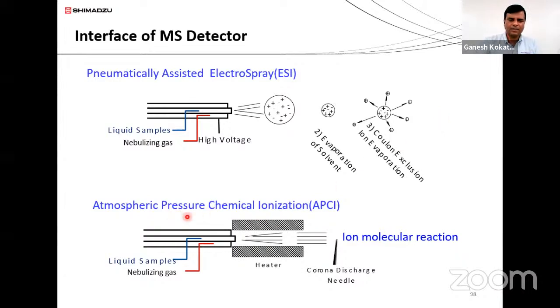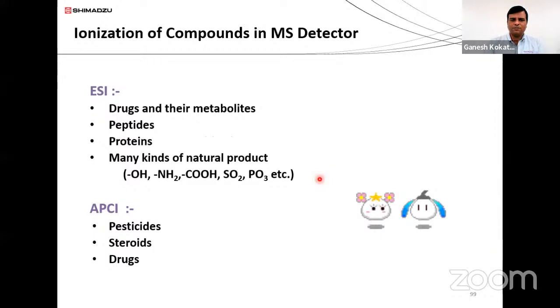And in the second case, we are applying APCI. Normally it's called non-polar. For the non-polar moiety, we are using APCI. For mid-polar and polar moiety, we are using ESI as a probe. So these are some applications depending on your characterization.